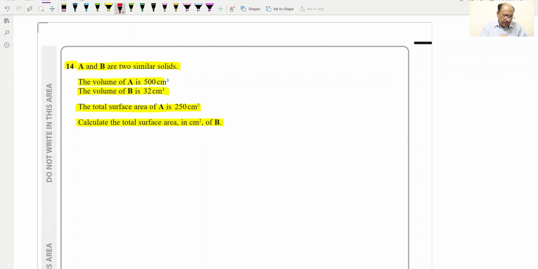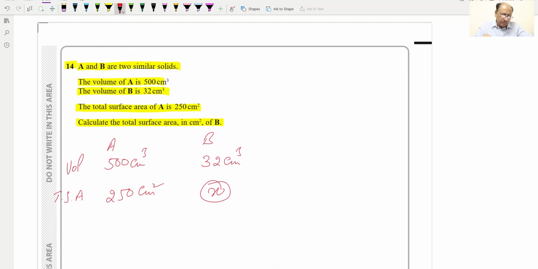One is A, we can write A for this one, B here, and volume of A is what? Volume of A is 500 centimeter cube, and volume of B is 32 centimeter cube. So the total surface area for A is 250 centimeter square, and for B we need to find, we can take as x, so we need to find this one. This is our question.